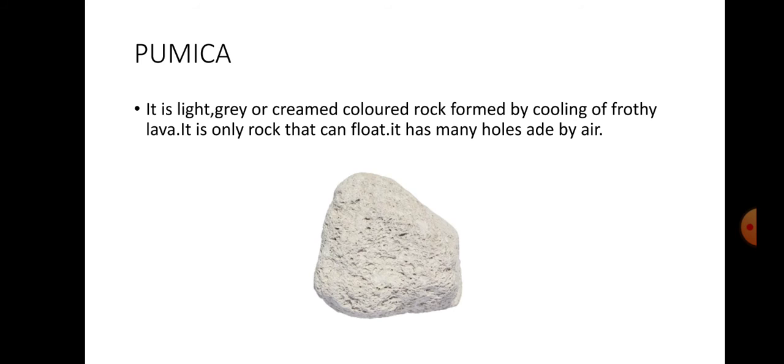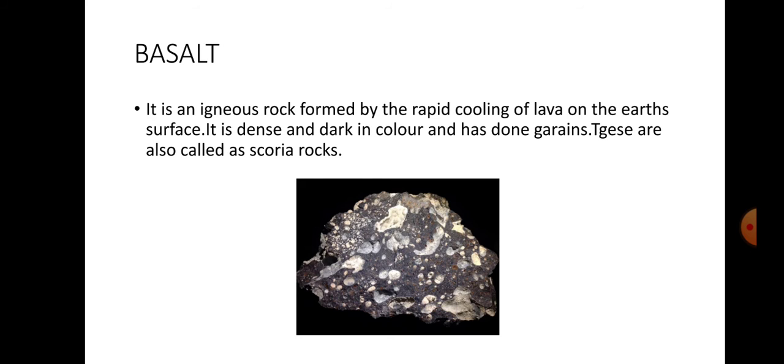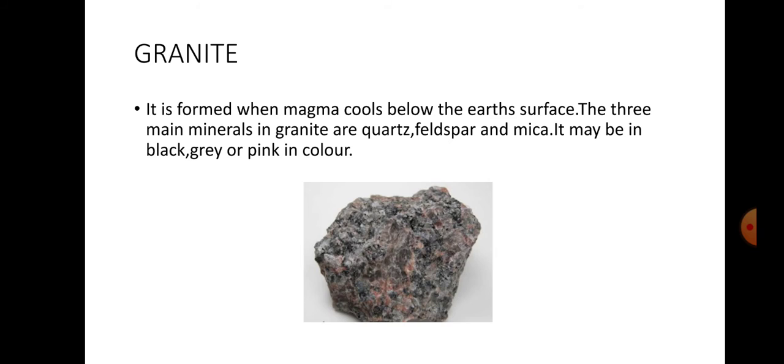One more is granite. This is granite. Granite is also one of the igneous rocks. When a volcano erupts, the magma comes out in the form of lava. But granite forms when magma cools below the earth's surface, instead of coming out. While it is still in the form of magma, it gets cooled below the earth's surface.